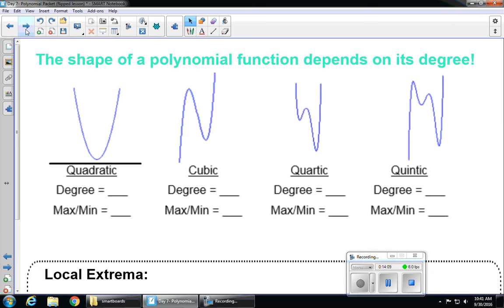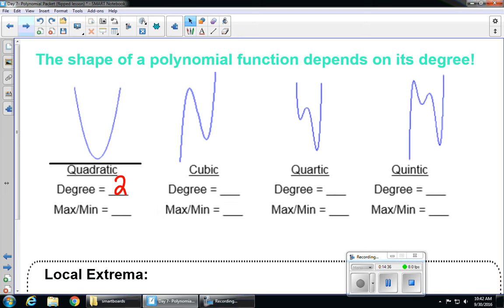to talk about the shape of a polynomial, because the shape of a polynomial function is going to depend on its degree. So if we take a look at the first picture, our first picture is a quadratic function, which means it's a degree of 2. Quadratic is a degree of 2, so it has like an x squared. And a quadratic function, since it has a degree of 2, can have up to 2 roots.